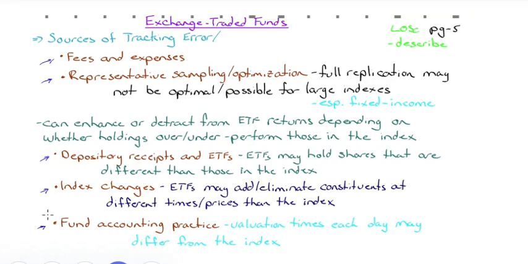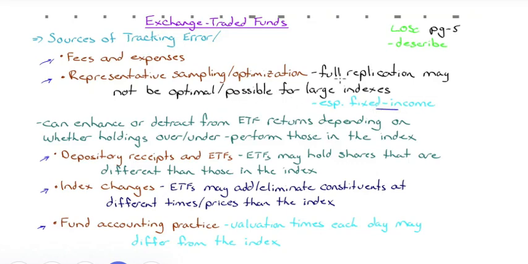Representative sampling and optimization. Sometimes, especially for bond ETFs, full replication is really not possible or even optimal. Sometimes you have very illiquid underlying securities, again, especially in bond indexes, where full replication is simply just not going to be possible. So you do a sampling and you try to have a sample of the securities that represent as much of the variation in the returns as you possibly can before you start to get so complex that the costs begin to outweigh the benefits. So sampling and optimization, full replication may not be optimal or possible for large indexes, especially fixed income.